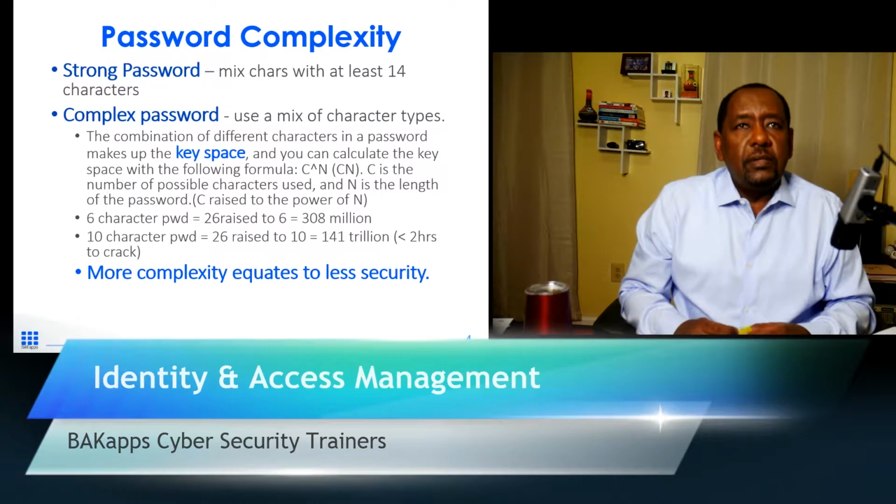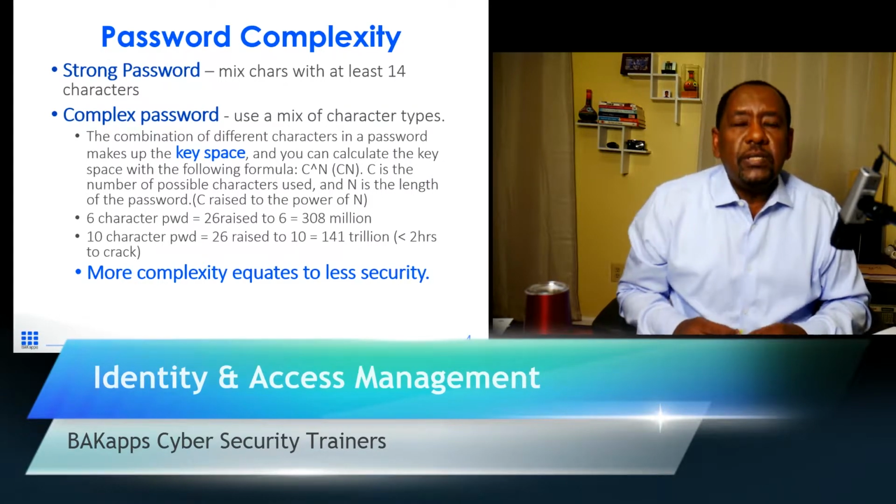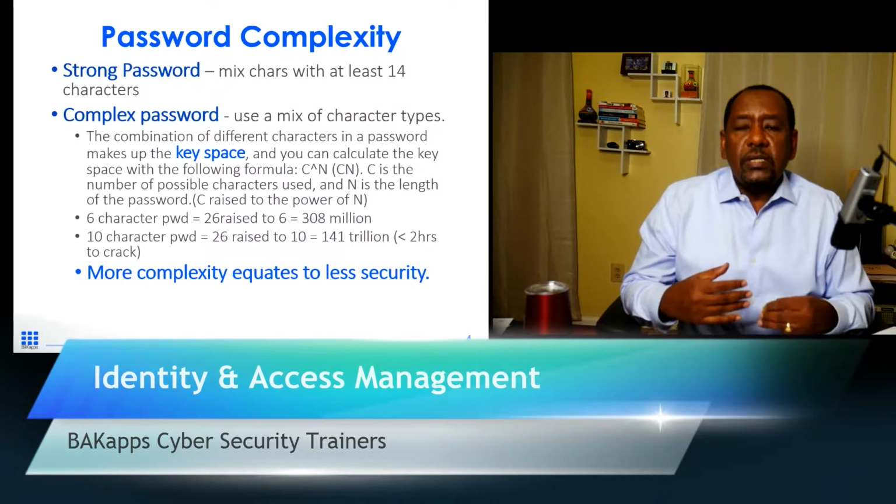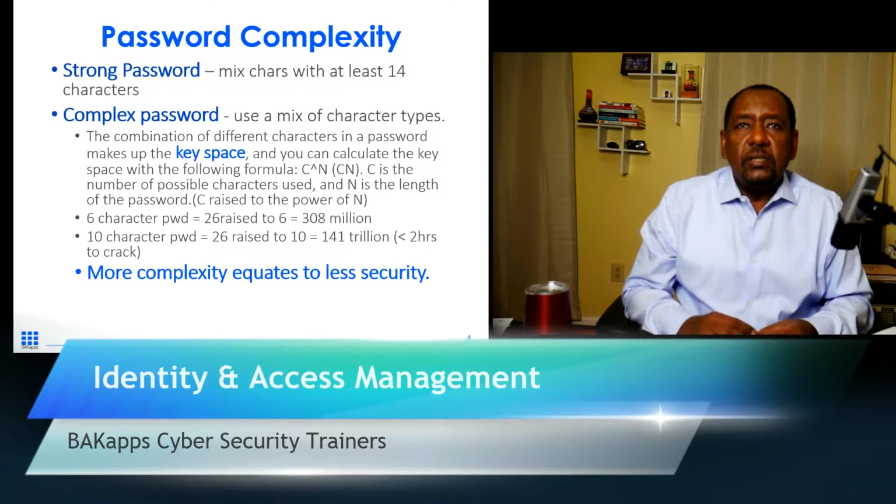Then let's talk about password complexity, because a password is one of the simplest authentication types we use to get authenticated. There must be a strong password. What we call a strong password is a mix of characters with at least 14 characters. That is what we call a strong password. Anything less than 14 characters is not considered to be a strong password.